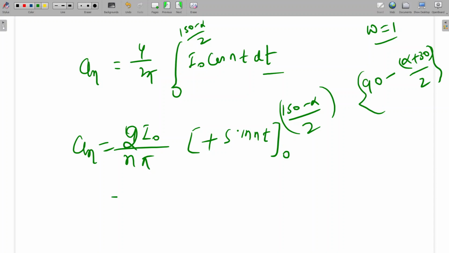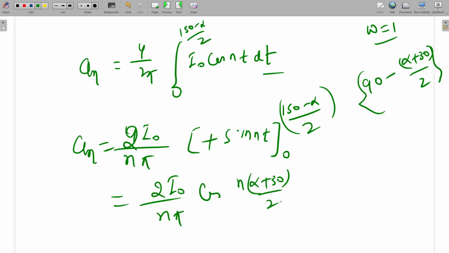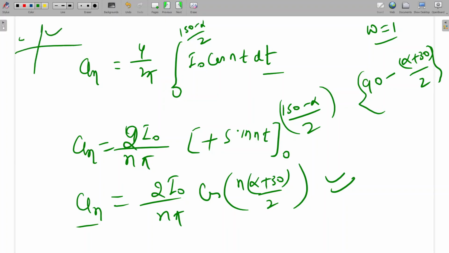So we can write 2 I naught upon n pi cos n into alpha plus 30 by 2. Will it be the same for the n value? 90 minus theta, cos theta. Is it clear? I think it will not be the same for all. For the fundamental, I think it will be like this.